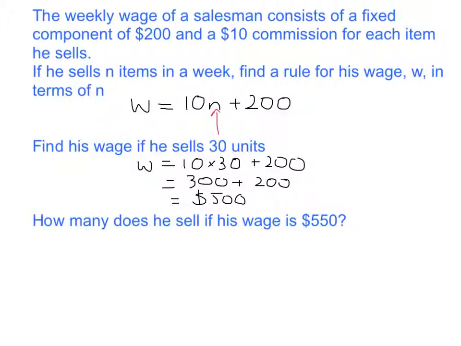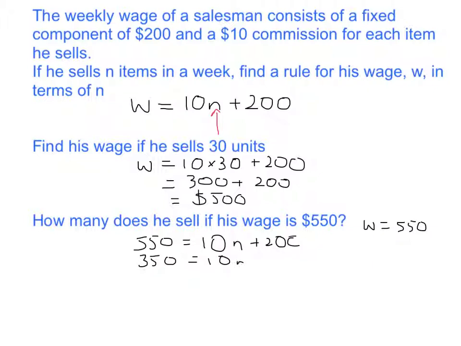And the next part is how many does he sell if his wage is 550. So here we set W equal to 550, and we use the equation from the first part. So 550 is equal to 10N plus 200. We'll take away 200 from both sides, so 350 is equal to 10N. Then we divide both sides by 10, which will give us N is equal to 35. So this would be 35 items sold.